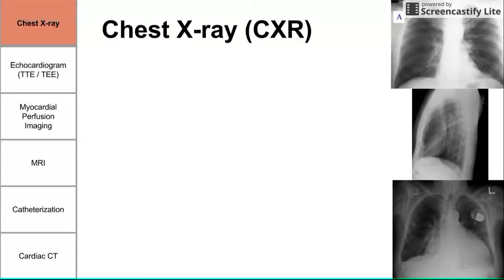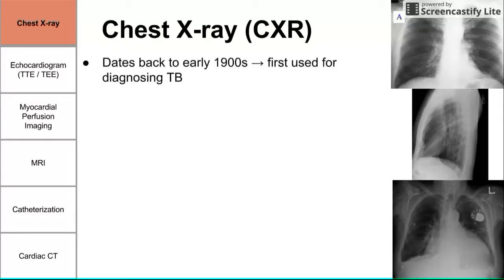Chest x-ray is very commonly used, dates back over 100 years, and was first used to diagnose TB. So if you saw cloudiness in the lungs, you knew there might be some bacterial infiltrate there. It's used to differentiate or resolve objects based on density. And this is just based on the physical principles of x-rays passing through the chest.